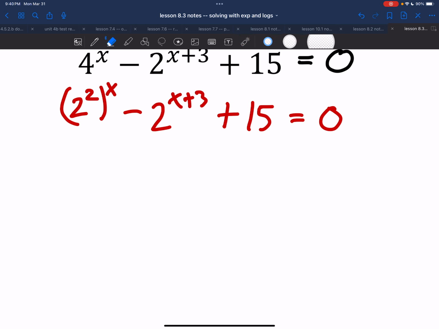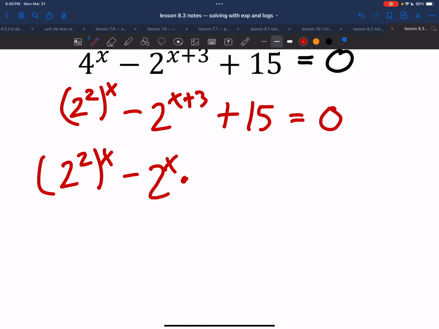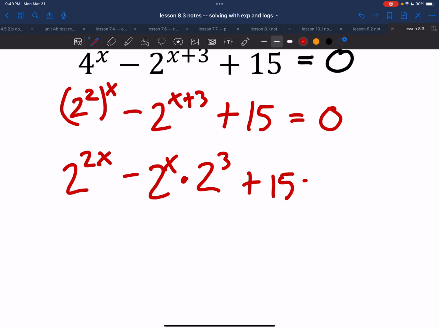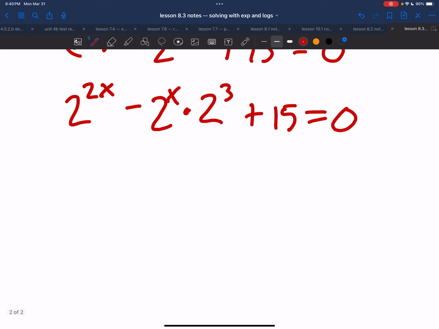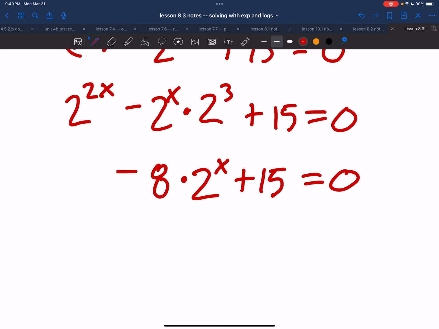So here's what I'm going to do. I'm going to do this. This is 2 squared to the x minus 2 to the x times 2 cubed, right? And by the way, 2 to the 2x, those multiply. That's 2 to the 2x. All right. Okay, we're getting somewhere. And then, of course, 2 cubed is 8. So I'm actually going to put that in front as if it's a coefficient on 2 to the x. Like this. Okay?